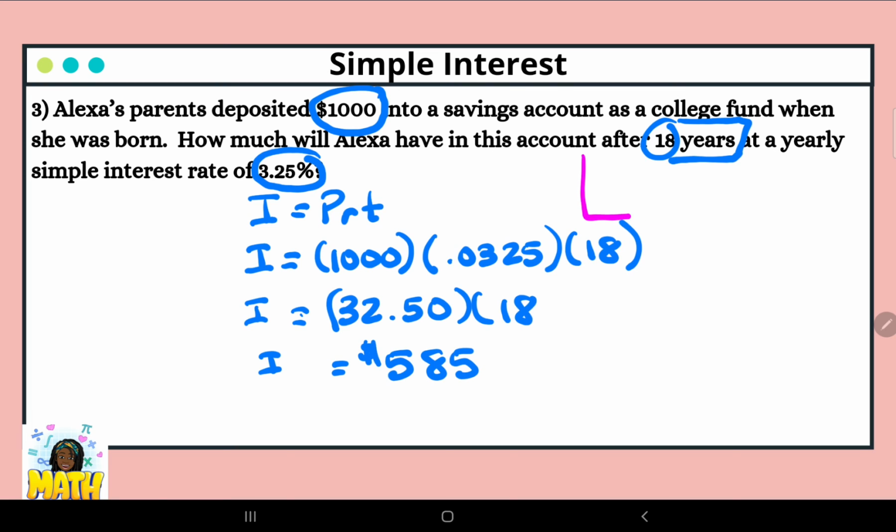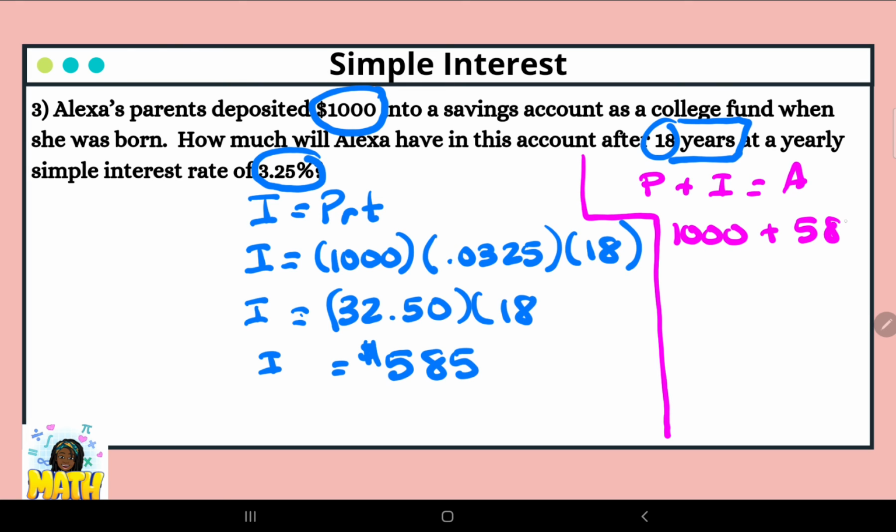Now we need to go ahead and add that to the initial amount. So we have here P plus I equals A. So the principal is 1,000 plus 585, which gives us 1,585 as our amount. Okay, so after 18 years, there will be $1,585 in Alexa's account.